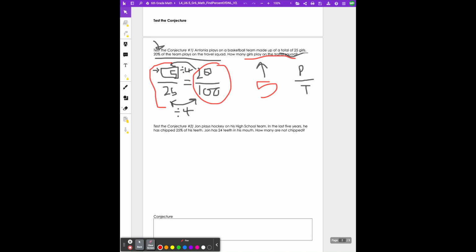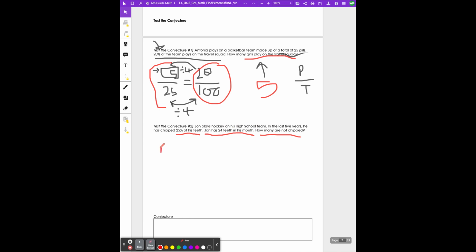That one says, John plays hockey on his high school team. In the last 5 years, he's chipped 25% of his teeth. John has 24 teeth in his mouth. How many are not chipped? So once again, let's start off by annotating. John has 24 teeth in his mouth, 25% of his teeth, gee whiz, John, have been chipped. And we need to figure out how many are not chipped.